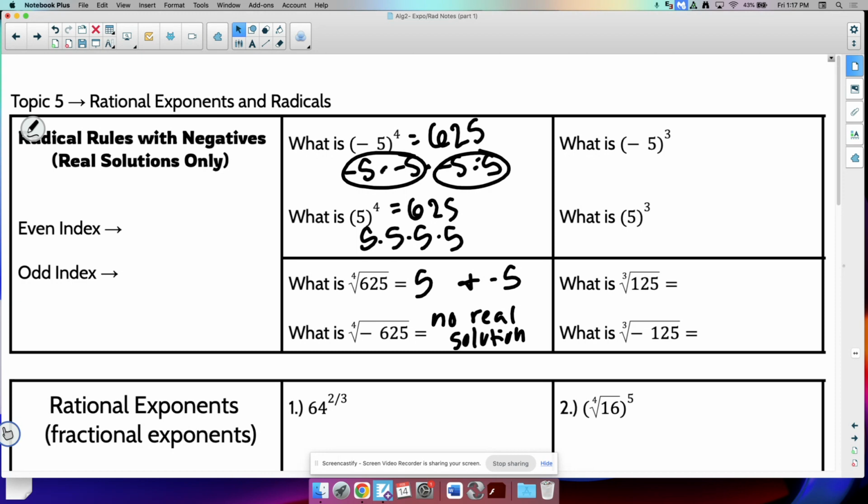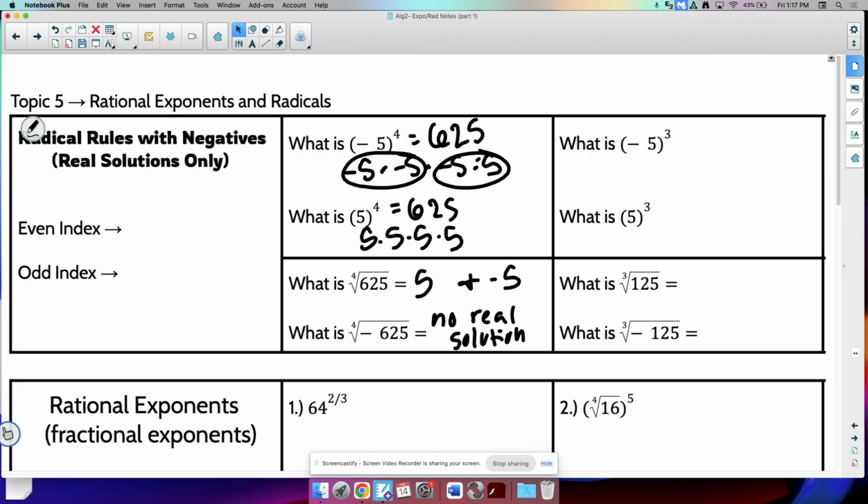Some people have been taking that negative out and making it an i. An i only comes from the square root of negative 1. So negatives don't come out of 4th roots and become an i. That's something different. So if you have a negative underneath an even root, so either a square root or a 4th root, we're not even going to mess with that. We just put no real solution. We are not dealing with anything imaginary.